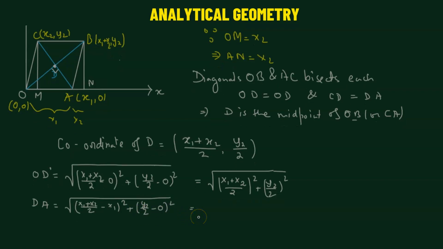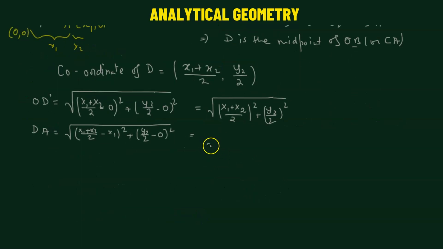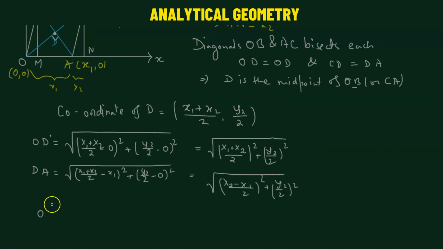So let's simplify this, and this is going to give us the square root of ((x2 minus x1)/2) whole squared added to (y2/2) whole squared. And then we'll find out the length OA. So OA is going to be the square root of (x1 minus 0) whole squared plus 0 squared, so that simply equals x1.